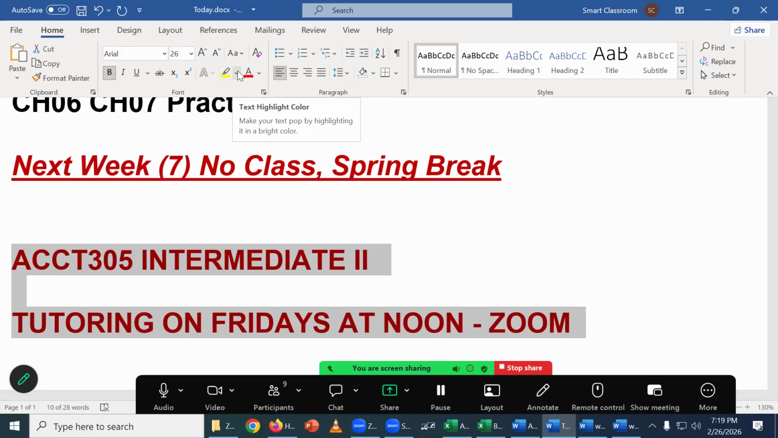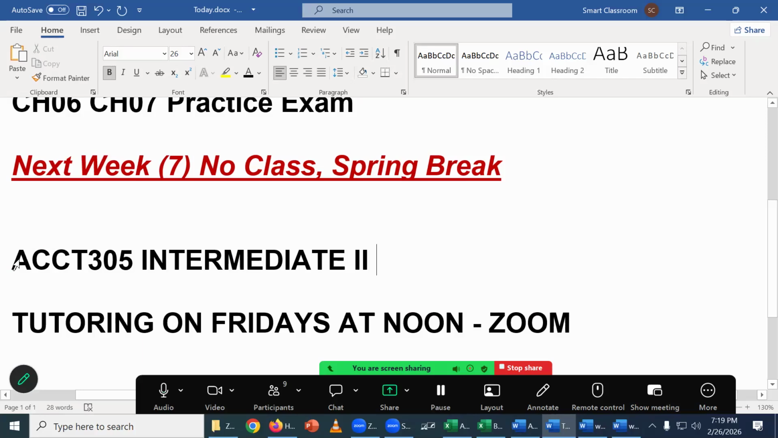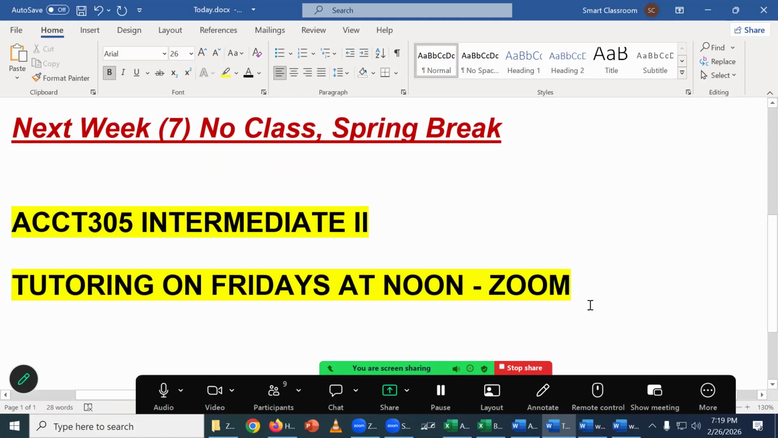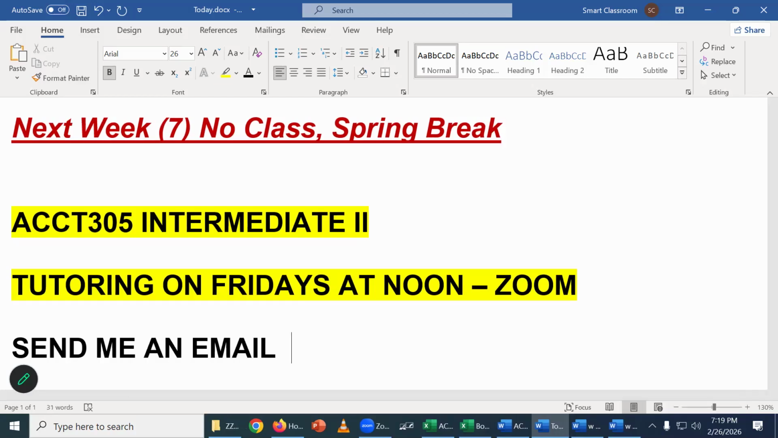I don't want to send it around to everybody, people that aren't taking the class or don't want to do it anyway. So if you want to do the tutoring on Fridays, send me an email. My email is mtaylor49 at Roosevelt.